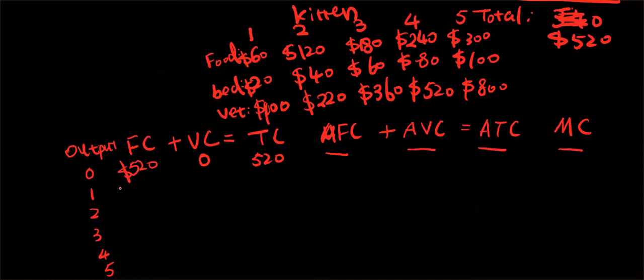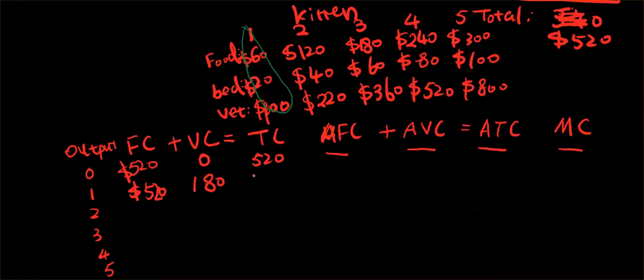So let's say if we have 1 kitten, the fixed cost will not change because we don't increase the adult cats, so it's still $520. But the variable cost will change. So if we have 1 kitten, here is how much we will spend on our kitten. If we add the numbers together, 60 plus 20 plus 100, the variable cost will be equal to $180, and the total cost equals fixed cost plus variable cost.